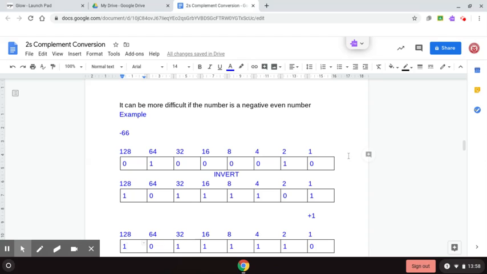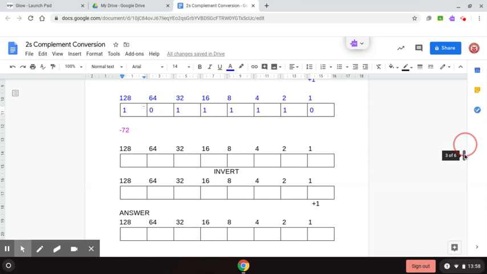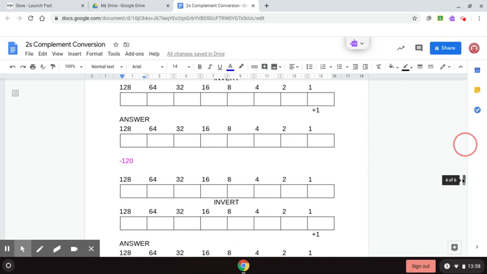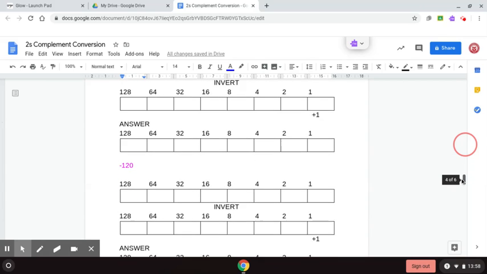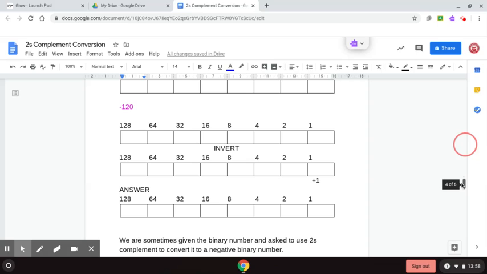So what I want you to do is, you've got 3 more questions under here. They're all even numbers. So negative 72, negative 88, and negative 120. So if you can try them.